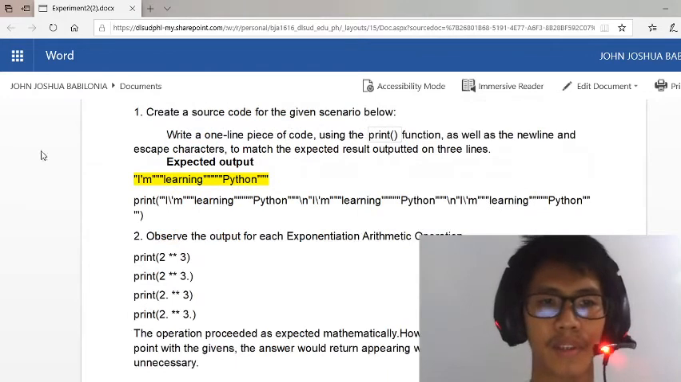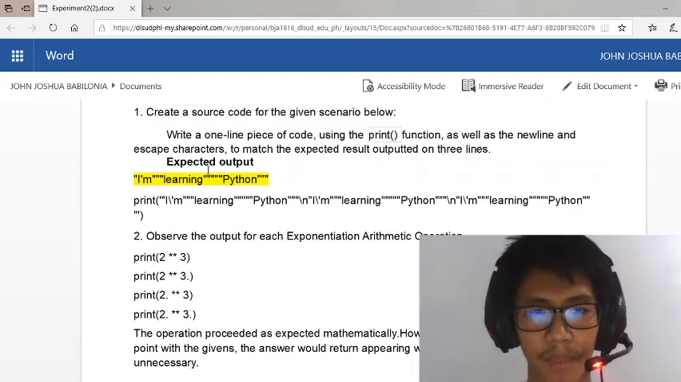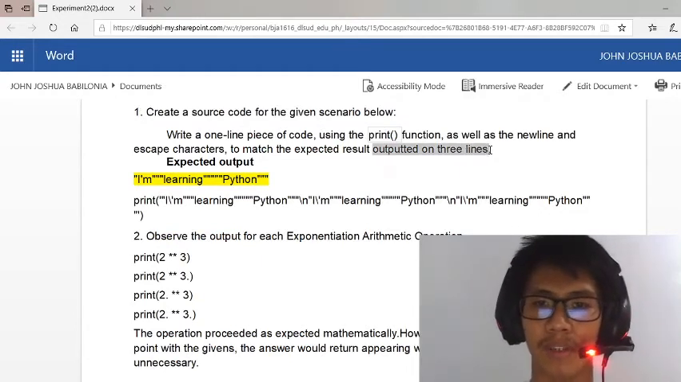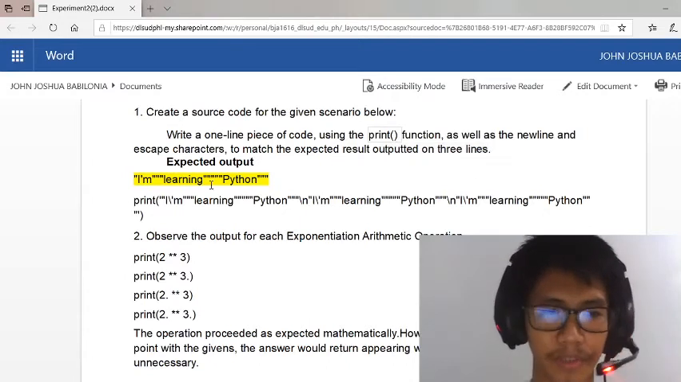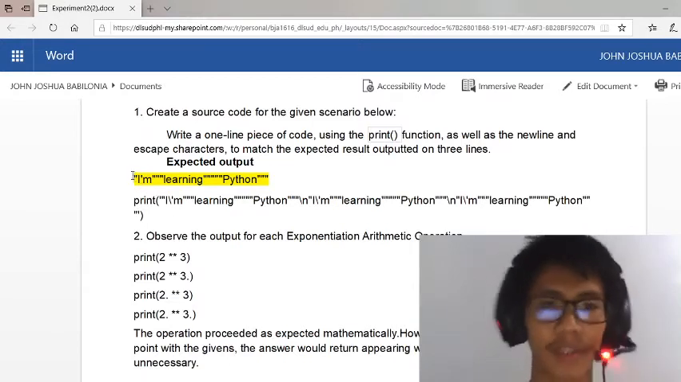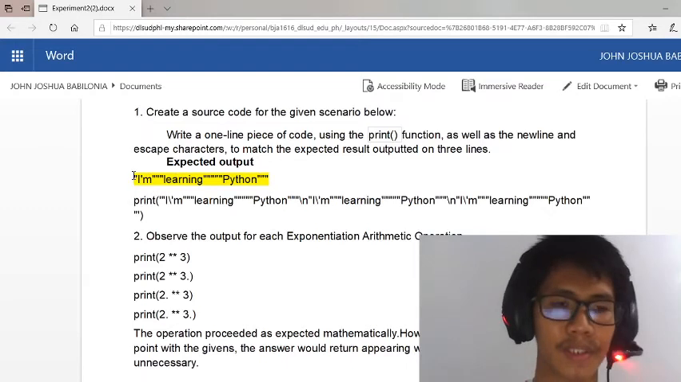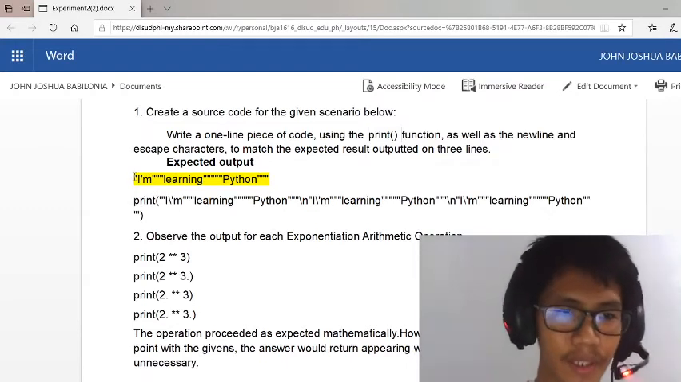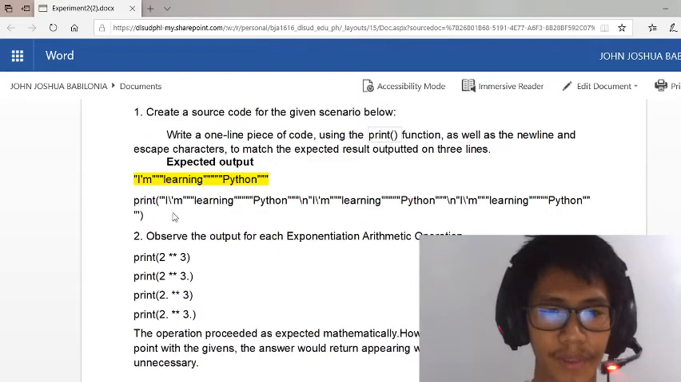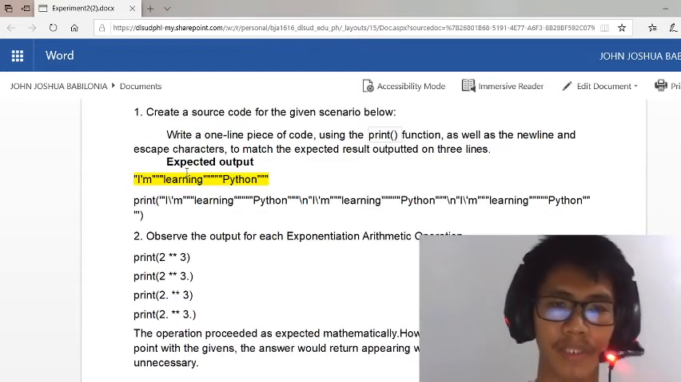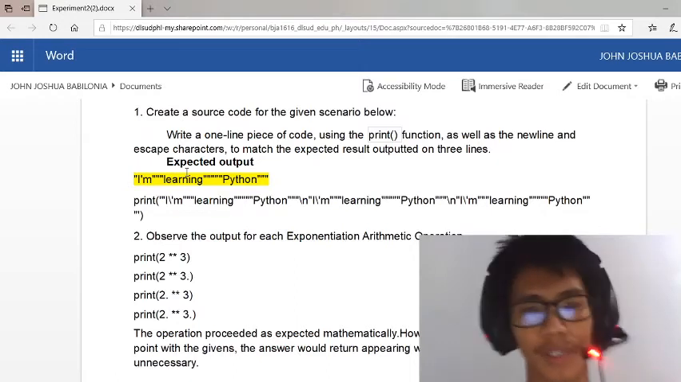So first, let's create a source code for expecting this output, but as the instruction has pointed out, it should be outputted on 3 lines. So as you can see here in my code, I have first typed "I'm learning Python," this long code, and then I've used the single quotation mark here in the beginning and the end of the code so that all the double quotation marks would be included in the output of the code.